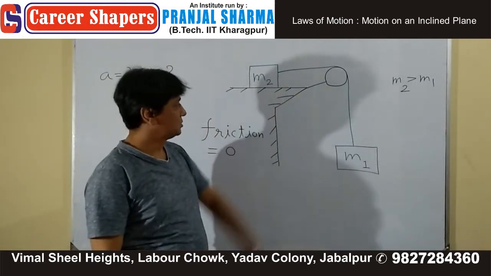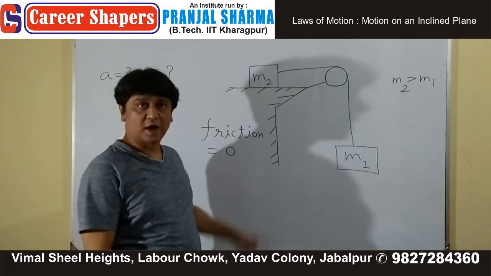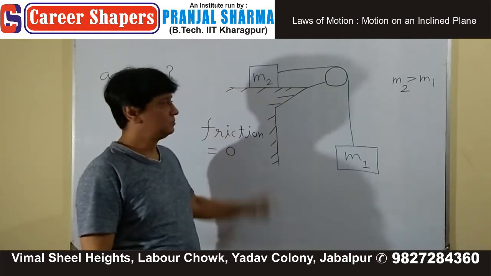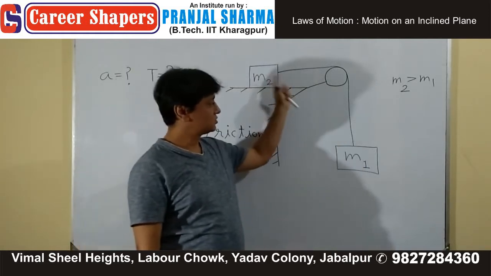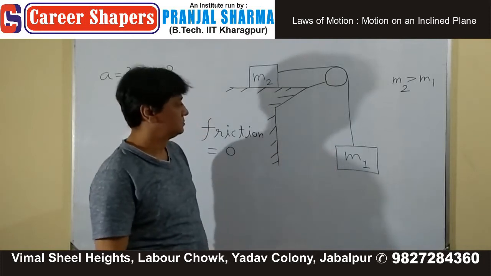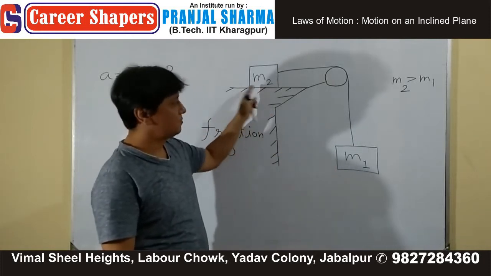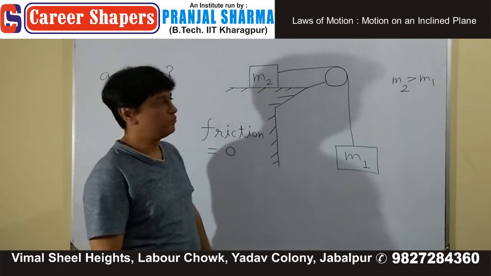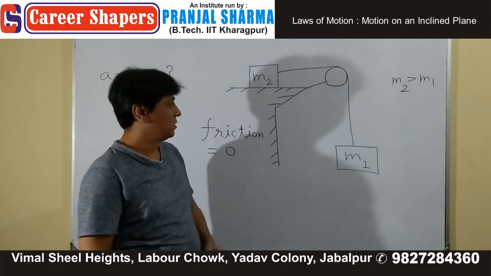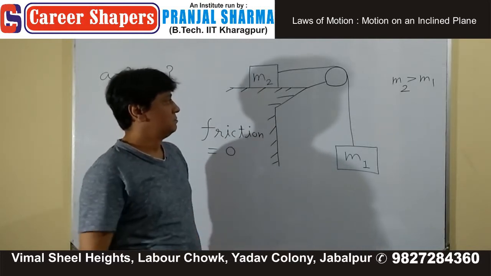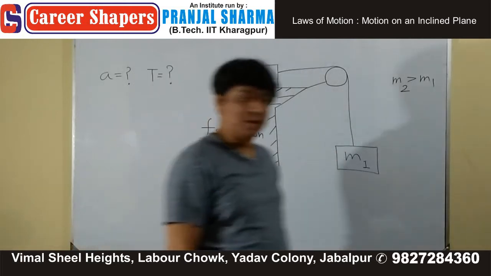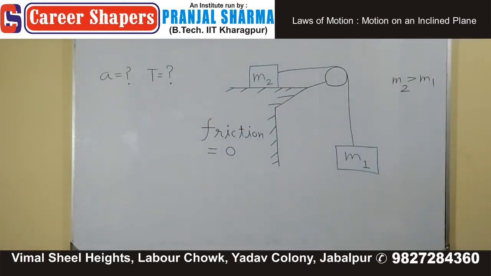Wrote down the question. Don't forget, friction is zero. It's a massless rope. This is M1, this is M2. M2 is greater than M1. Should not take more than a minute. Let's see how many of you can answer this.